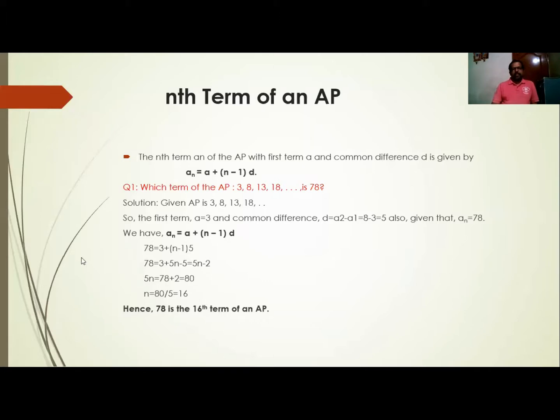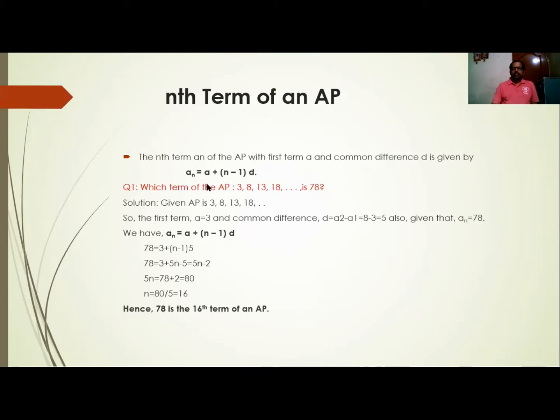Example number 1. The question is, which term of the following AP is 78? So you are given a term, 78. Any nth term is given as 78, so we need to find that n. What is the AP given? The AP given is 3, 8, 13, 18, and so on. This is an AP, and 78 is some nth term of this AP. So in short, you are given an equal to 78.